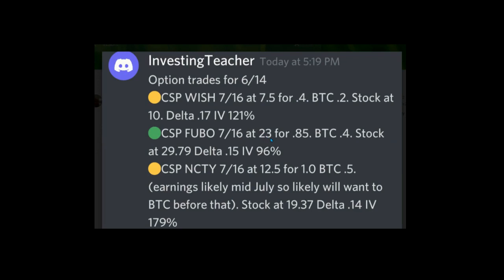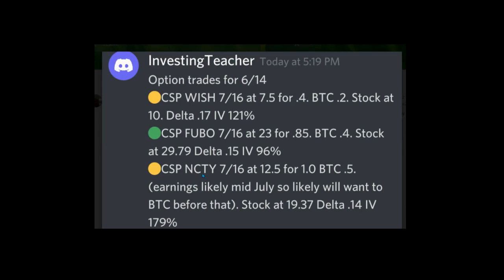Again, we're the casino. We want to make those slightly advantageous bets. The delta is 0.15, meaning there's a 15% chance of it expiring worthless. And the IV, which is the implied volatility, is at 96%, which is a bit on the higher side for most people, but that's actually a little bit on the low side for a lot of the positions I make because, again, I want to get those high rates of return, buy to close early, cash out, and move on.